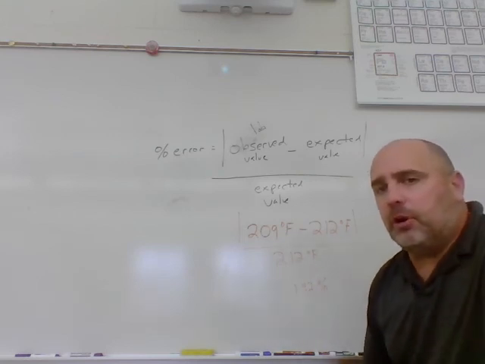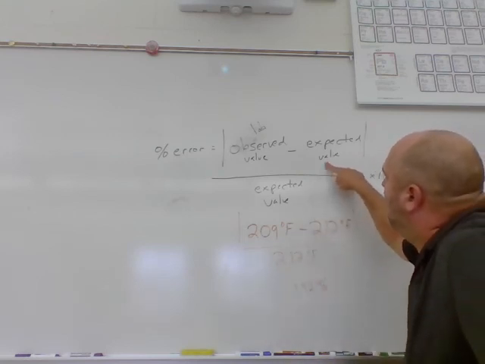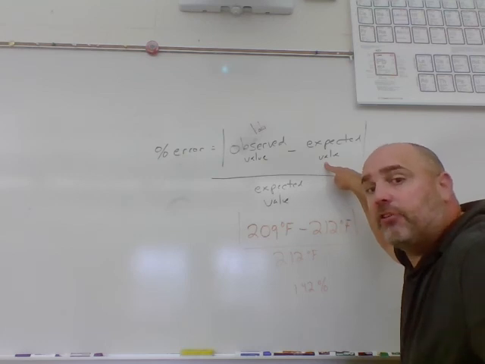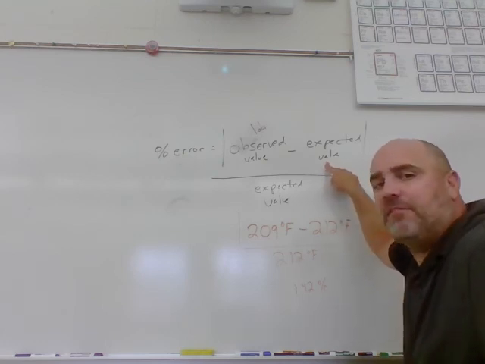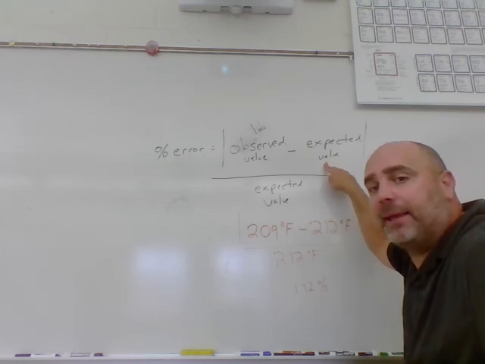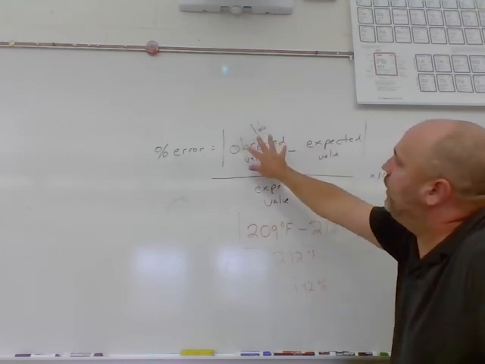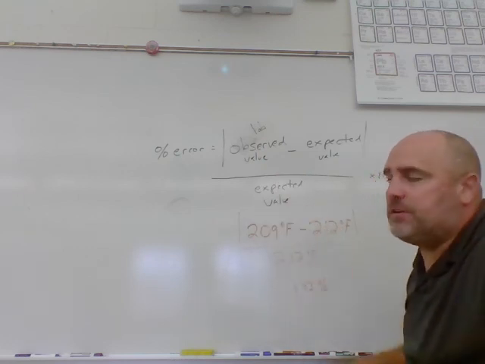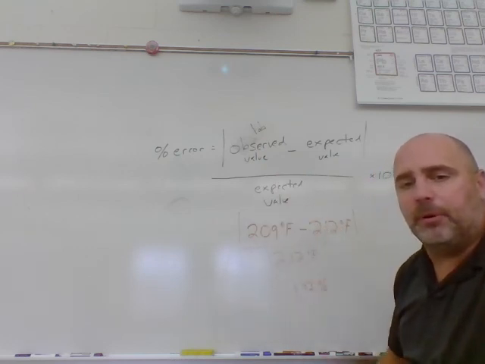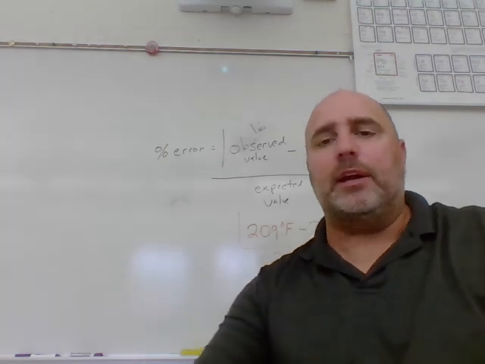Today for lab, the expected value is what the government says a penny should be, 2.5% mass copper. Then you are going to figure out how much we got from our pennies in class. I want you to find the percent error of a couple different pennies. Read the directions. Hope this video helps with our lesson.